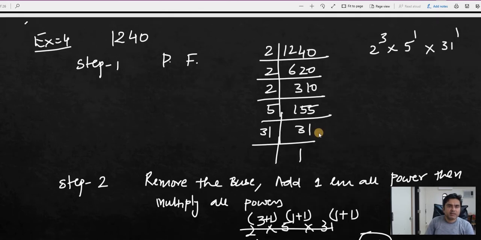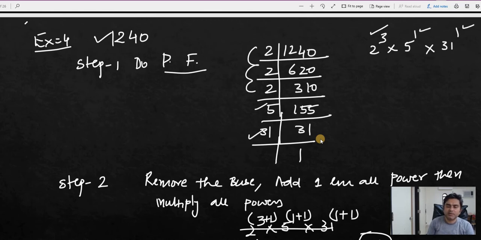Now let's say for example, the number is 1240 and you have to find out the total number of divisors. So what you need to do, you have to first do the prime factorization. So you have to prime factorize 1240. So 2 to the power 3, 5 to the power 1 and 31 to the power 1. Now you have to remove the base and add 1 to the power. So 3 becomes 4, 1 becomes 2 and 1 becomes 2. So 4 into 2 into 2. So 4 times 2 is 8 and 8 times 2 is 16. So total 16 is the divisors.